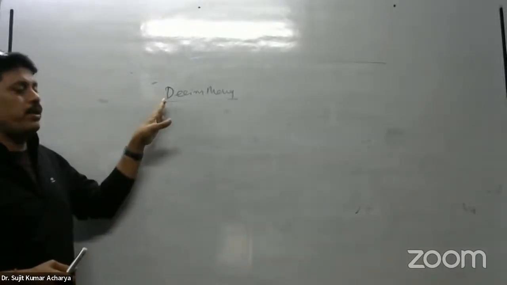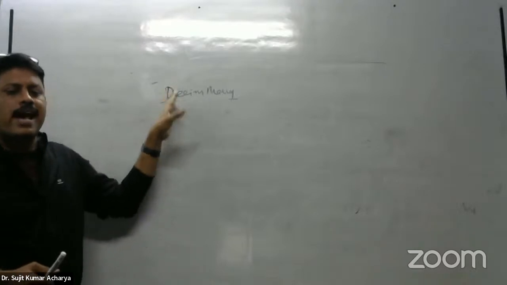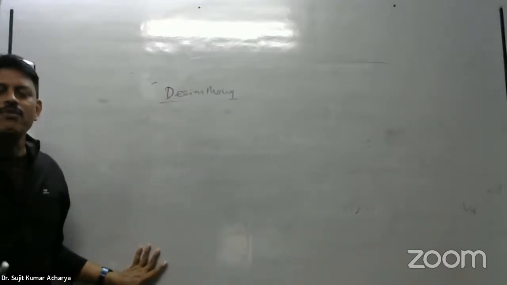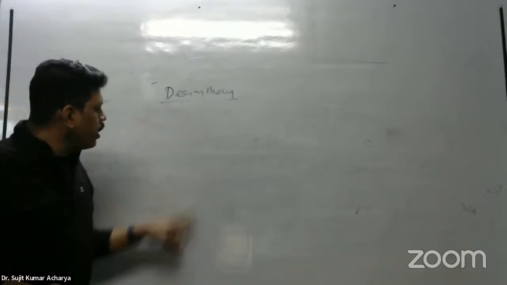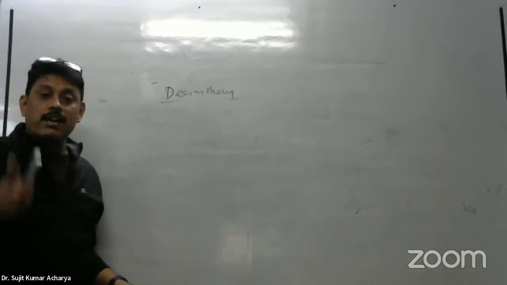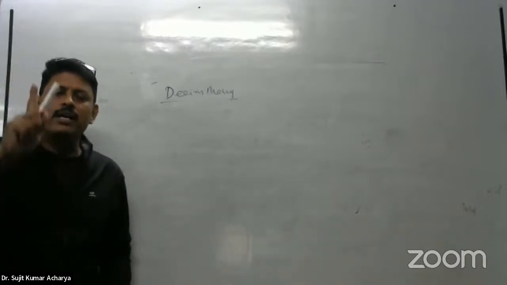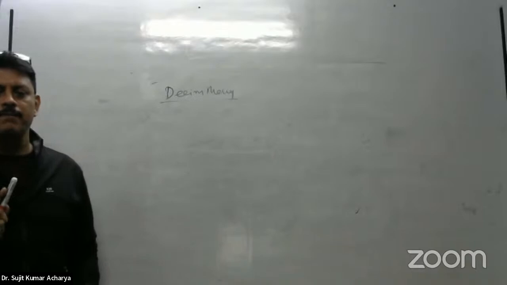So what will I do here? I will write some nature, characteristics or features of decision making. When you are able to point out the nature and characteristics, each point will give one definition.